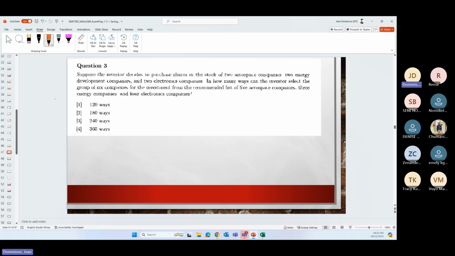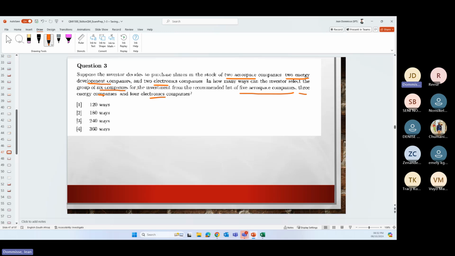So they say, suppose the investor decides to purchase shares in stock of 2 aerospace companies, 2 energy development companies, and 2 electronic companies. In how many ways can the investor select the group of 6 companies for investment from a recommended list of 5 aerospace companies, again 3 energy and 4 electronic?